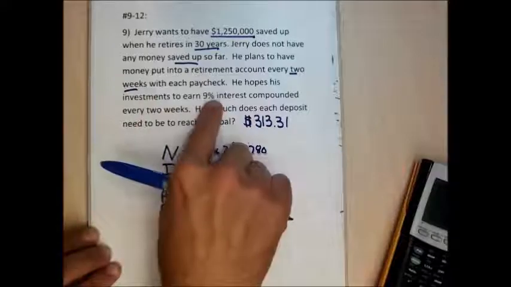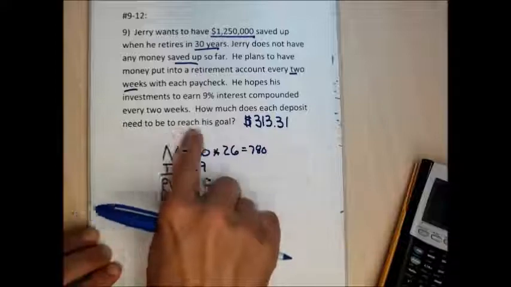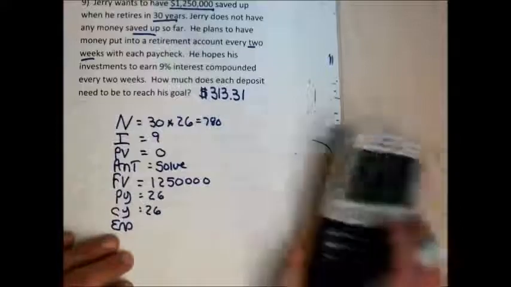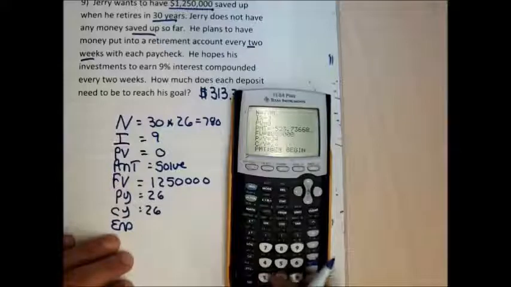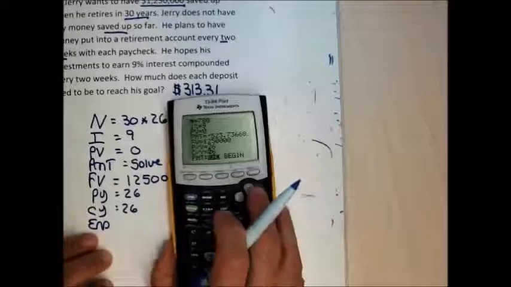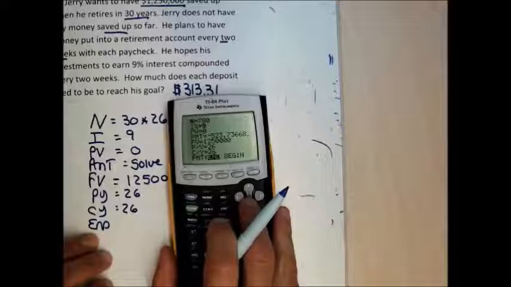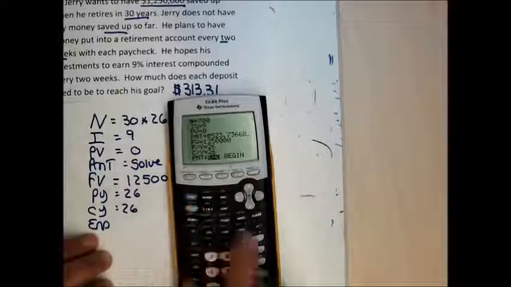He hopes his investment to earn 9% compounded every 2 weeks, so the I is 9%. How much does he need to deposit to reach his goal? I'm going to solve for the PMT and hopefully get to the right answer. So I put everything on here that I thought needed to be on here. I have 30 times 26 or 780 for the N, 9 for the I, 0 for the PV. I skip over the PMT temporarily, put the 1,250,000 in for the FV, 26 for the PY and the CY, and then alpha and enter.